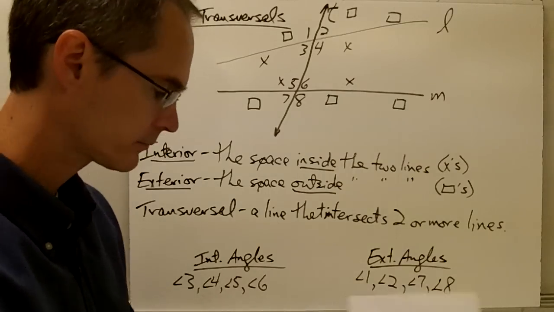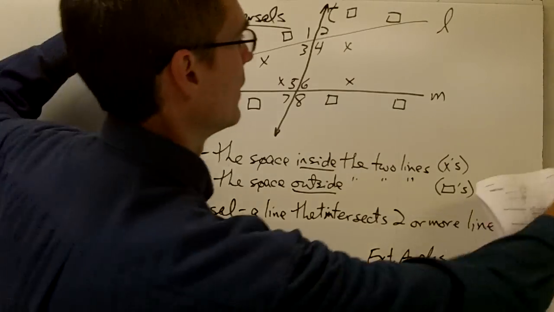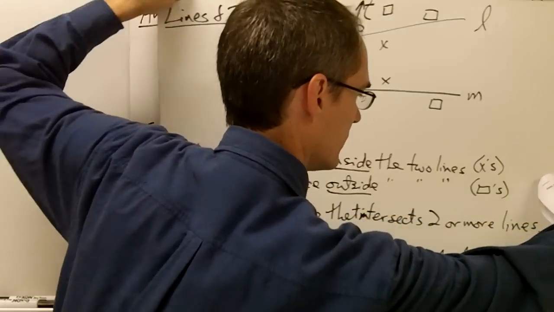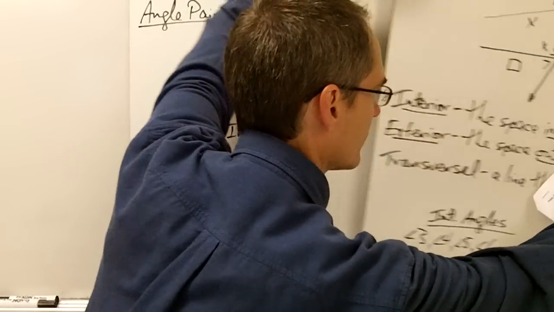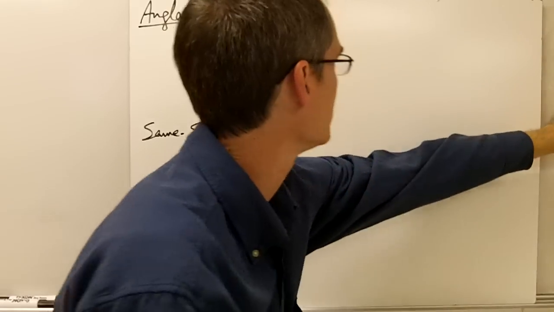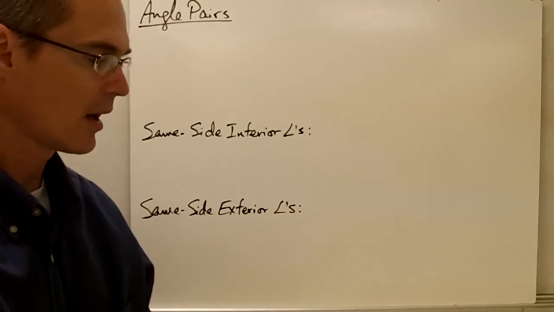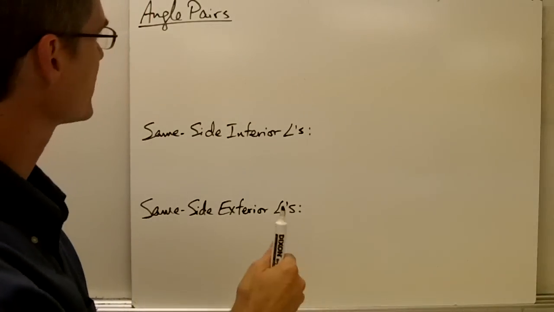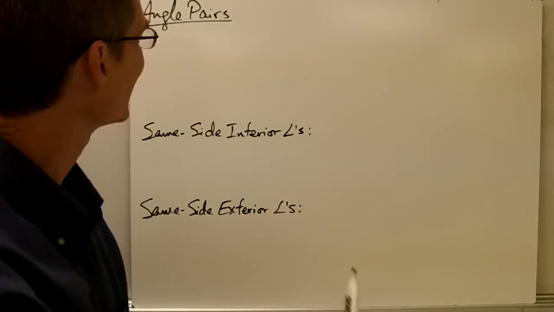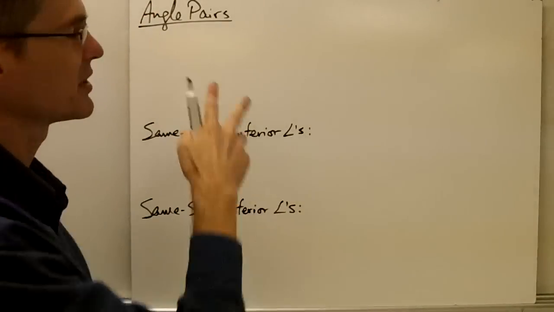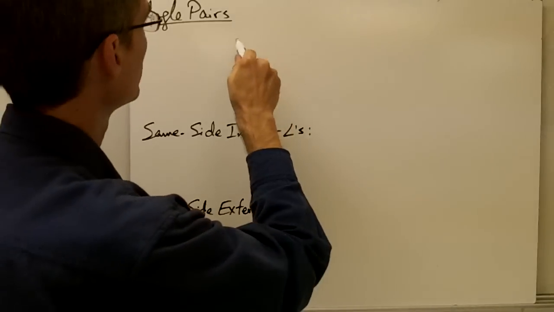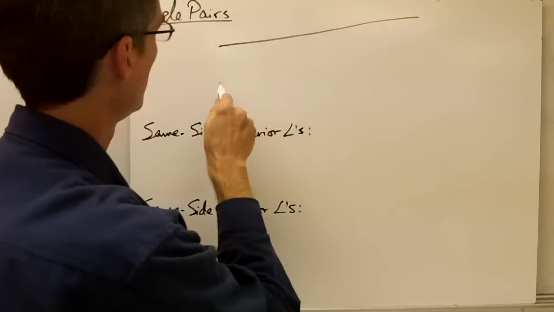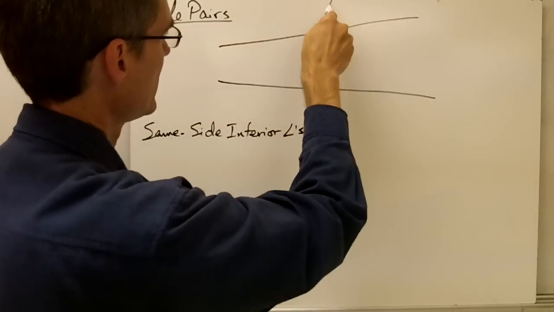Now, we want to take these concepts of interior angles and exterior angles, and we want to go ahead and identify some more angles, in particular some angle pairs. So let me redraw this diagram that we just had here.